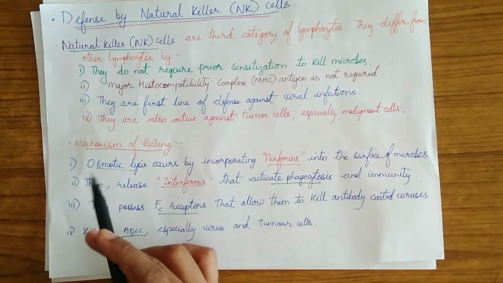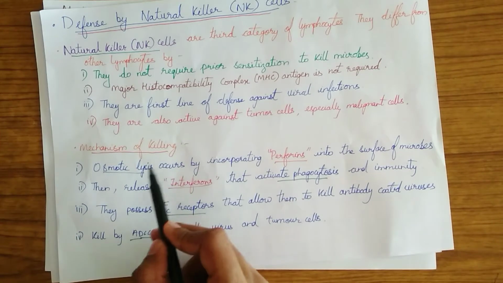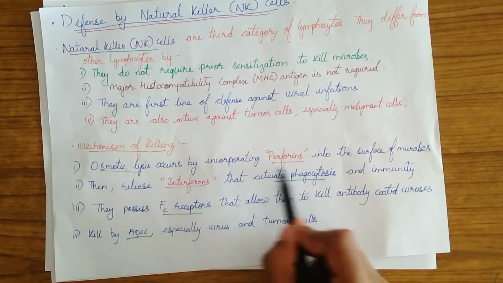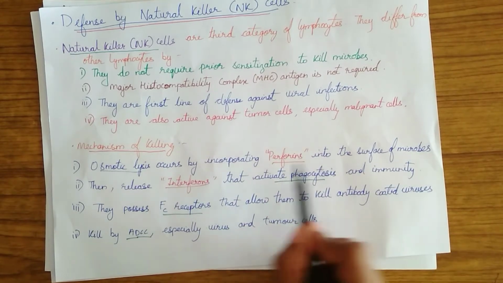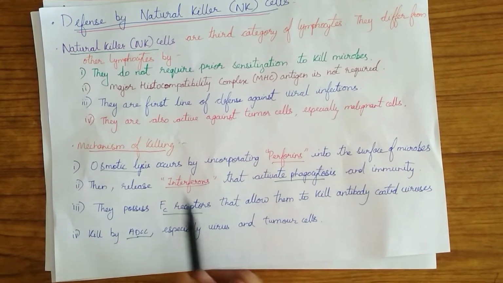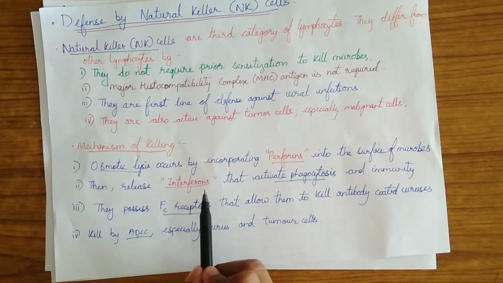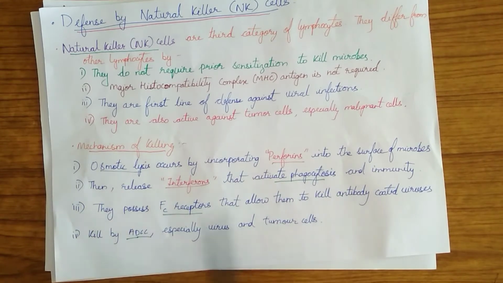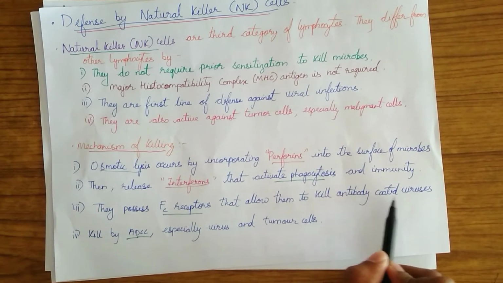The mechanism of killing by the natural killer cells. First, osmotic lysis occurs by incorporating perforins into the surface of the microbes. When the perforins attach to the surface of the microbes, they make little holes which lyse the cell wall of the microbes. Then there is release of interferons that activate phagocytosis and immunity. These interferons act as the communicating signal which activates the phagocytes and the phagocytosis process. They possess the Fc receptors. The natural killer cells possess Fc receptors that allow them to kill antibody-coated viruses.